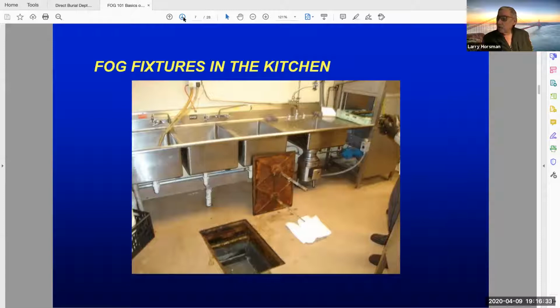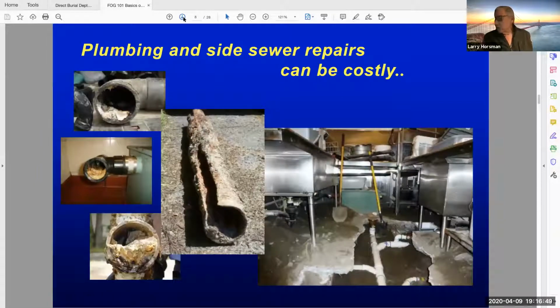That's just an interceptor in the kitchen. So, a 3-compartment sink. I'm also not sure what's going on there because it looks like they've got some hoses down in the sink, and that's usually not permitted. But what happens, that's just some nice pictures showing how they've had the plumbing go bad. They've had to chop up the floor.